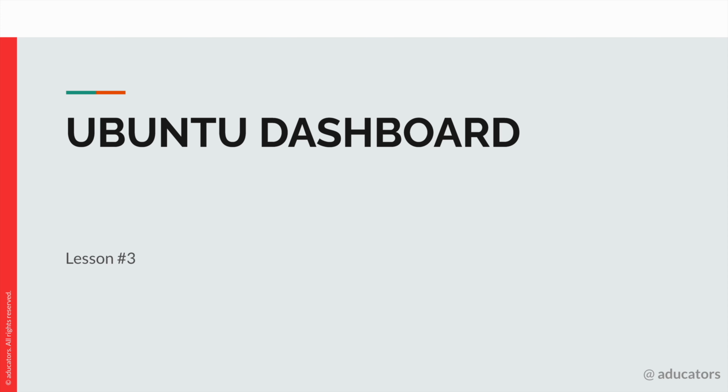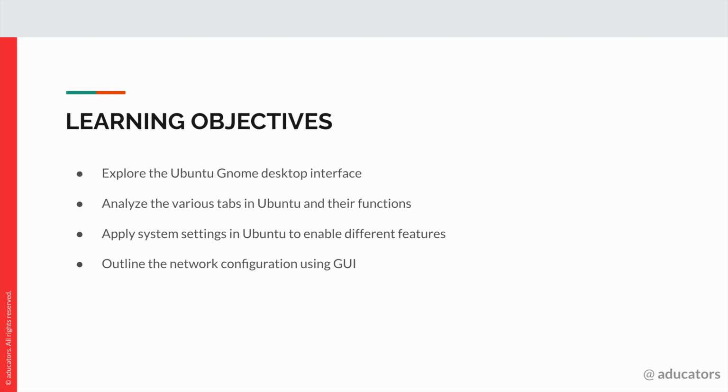Welcome back. After completing Ubuntu installation, I welcome you all to Lesson 3, Ubuntu Dashboard. Learning objectives: explore the Ubuntu GNOME desktop interface, analyze the various tabs in Ubuntu and their functions, apply system settings in Ubuntu to enable different features, and outline the network configuration using GUI.